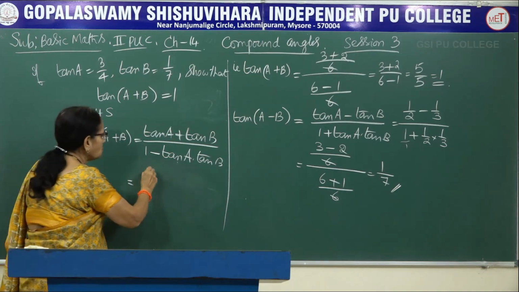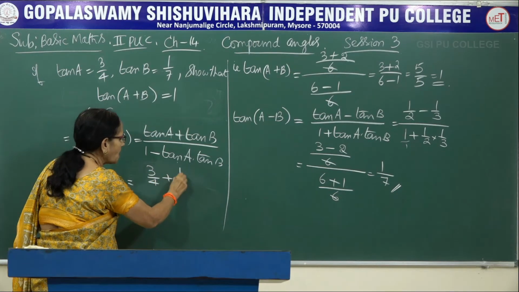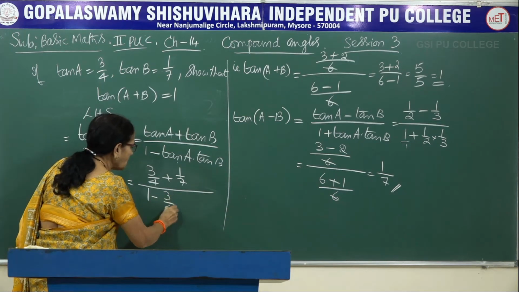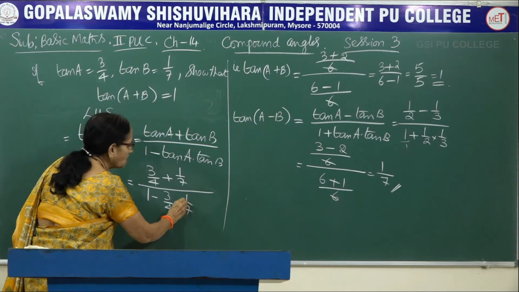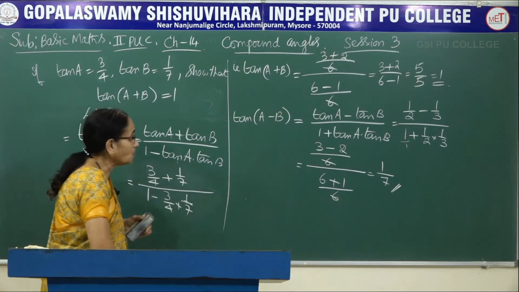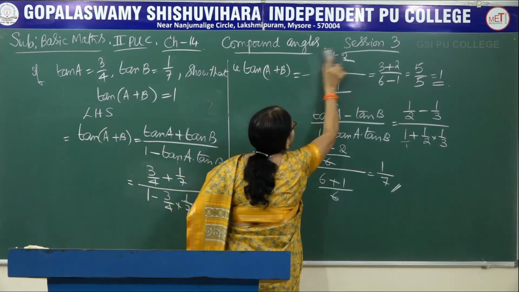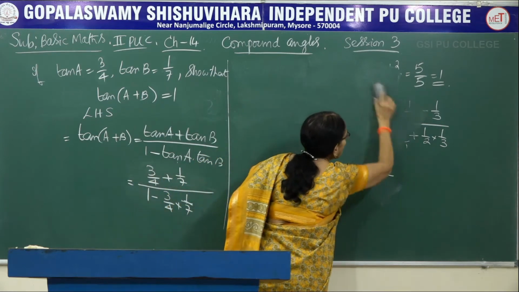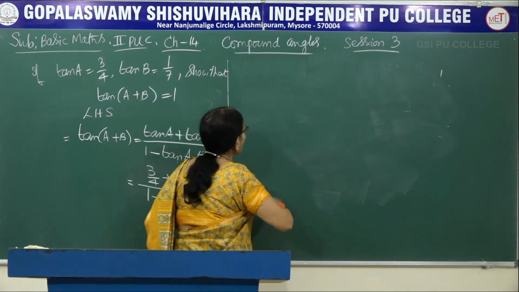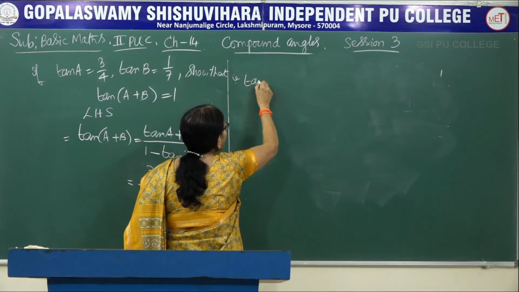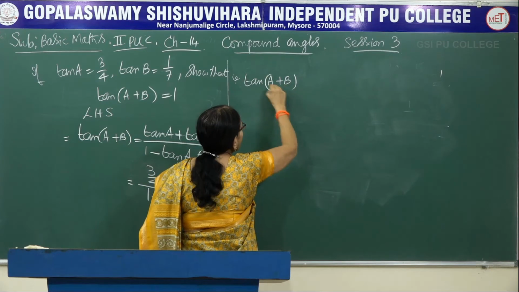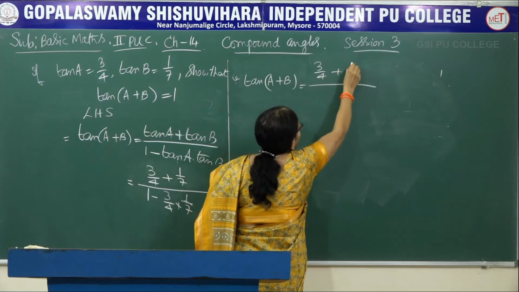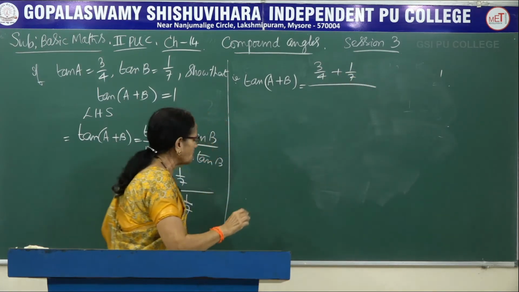Now write the respective values. It is 3 by 4 plus 1 by 7, whole thing divided by 1 minus 3 by 4 into 1 by 7. So I have written the values as they are of tan of A and tan of B. Now let me write the value. The left hand side is tan of A plus B. Our problem is to show that it is equal to 1. That is the left hand side. Now right here it is 3 by 4 plus 1 by 7. I am writing the numerator as it is.